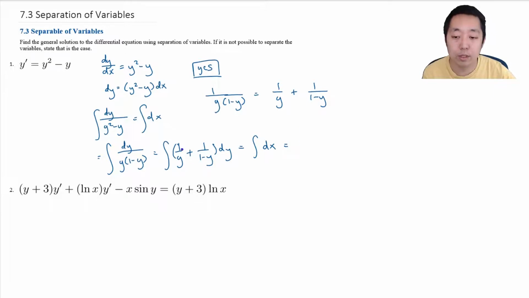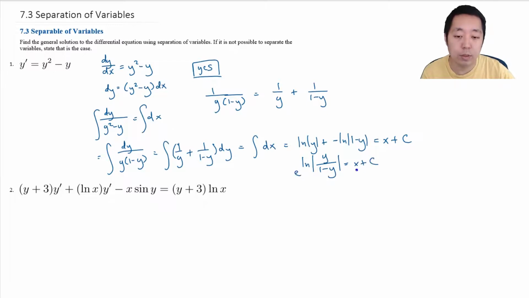My end result is the integral of 1 over y dy is natural log absolute value of y. This is negative natural log absolute value of 1 minus y, and that's because if you think about doing the derivative, it's going to be 1 over 1 minus y times negative 1, which makes it positive 1 over y minus 1. And then the integral of dx is just x. Then we put our constant of integration over here. I would combine this into a single natural log: the natural log of y over 1 minus y is equal to x plus c.